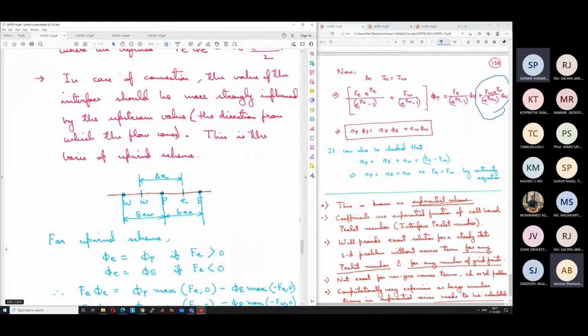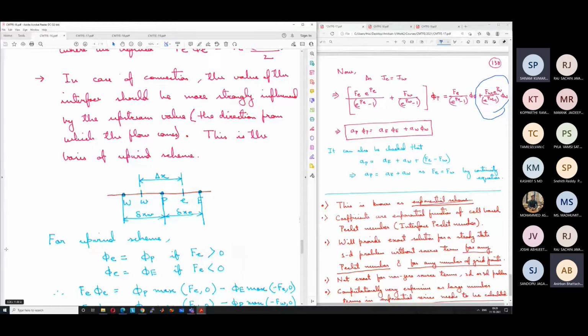Peclet number very high means flow is coming very strongly from the left-hand side. Then what will be the influence of the E point? Negligible, sir. Zero. So AE should be zero, right, in that case.